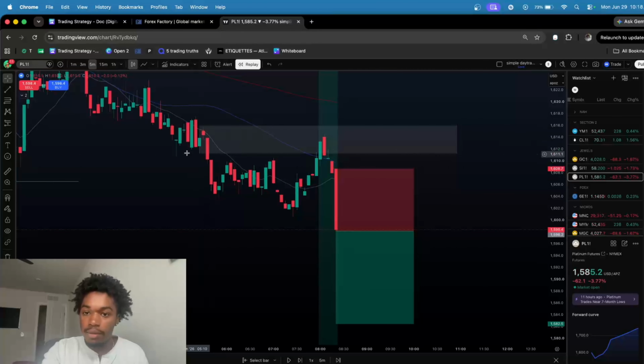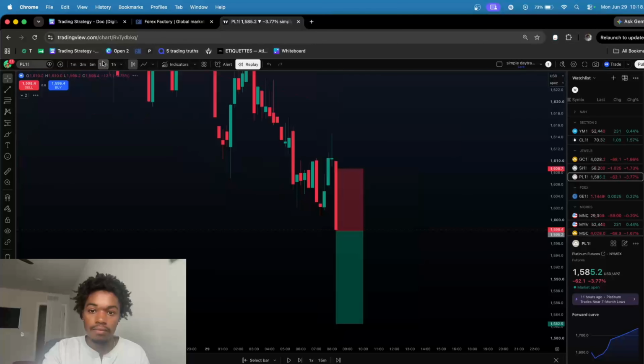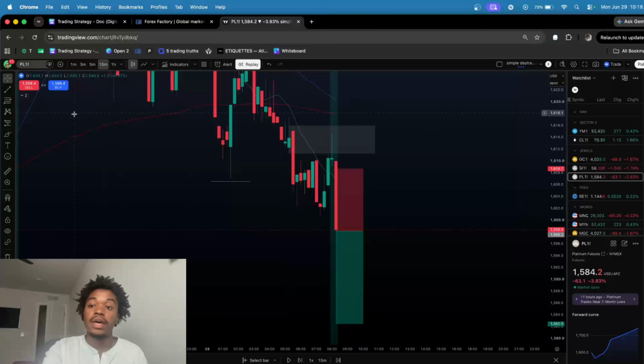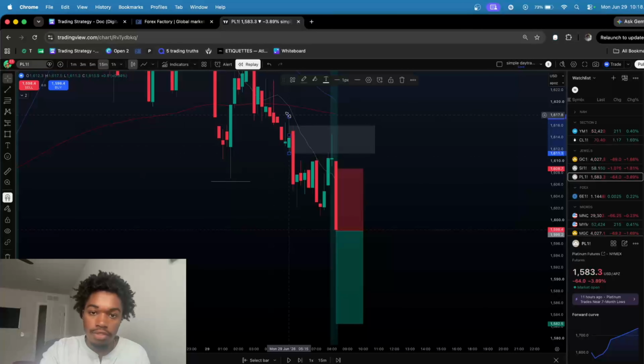So we look on the 5 minute, we see we have a zone right there. If we look on the 15 minute, we also look for a zone. So it was a 5 and 15 minute zone. So that gives us even more confluence, right? Let me draw up this zone too.